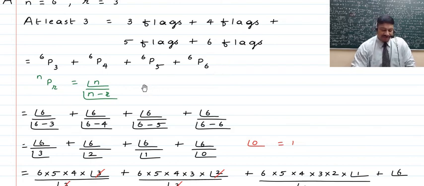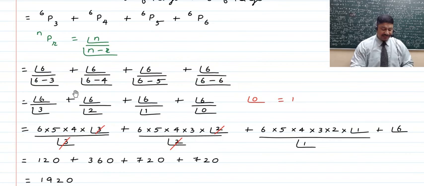Now children, after this we call in nPr, which is the notation of permutation, and that is given by factorial n divided by factorial of n minus r. Next, we write the value of each of these, that is factorial 6 divided by factorial of 6 minus 3, plus factorial 6 divided by factorial of 6 minus 4, plus factorial 6 divided by factorial of 6 minus 5, and lastly factorial 6 divided by factorial of 6 minus 6.